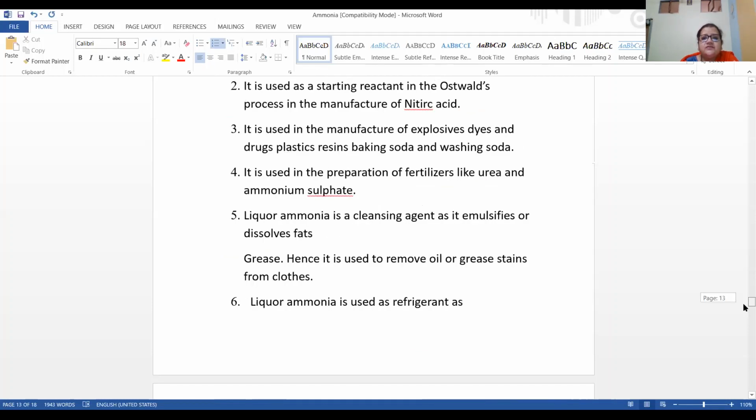Now the uses of ammonia. They are very simple. Important uses are fertilizers, urea and ammonium sulfate. Liquor ammonia is very important, and this comes as a give-reason question. Liquor ammonia is a cleansing agent, it emulsifies and dissolves fats, and therefore it is used for cleaning window panes and all that. It is also used to remove oil and grease stains from clothes because of this only.